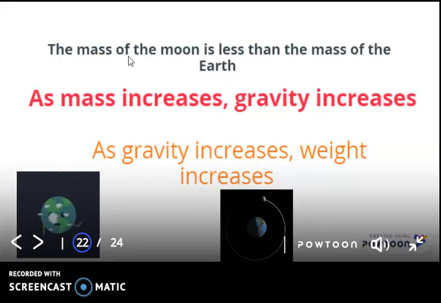Which one is bigger? The Earth, as you can see from the picture here. The mass of the Earth is greater than the mass of the Moon. So as mass increases, as we know, gravity increases. So the gravity on the Earth is greater than the gravity on Moon. So as gravity increases, what will increase? The weight, because we said that weight is the measure of gravity.